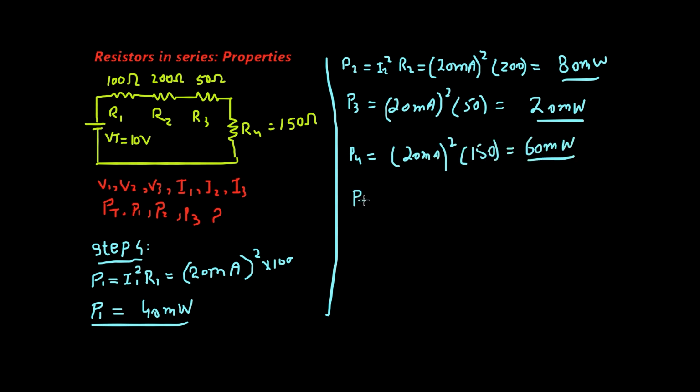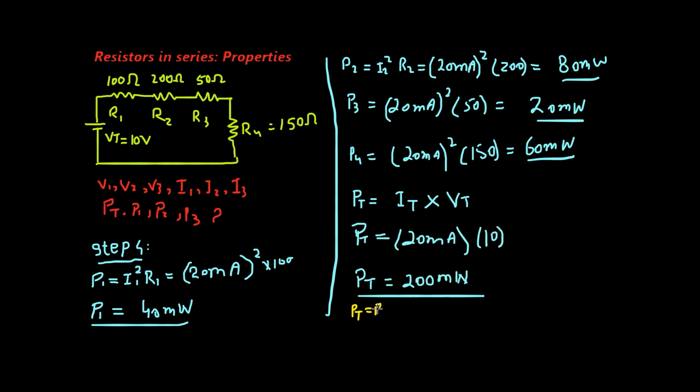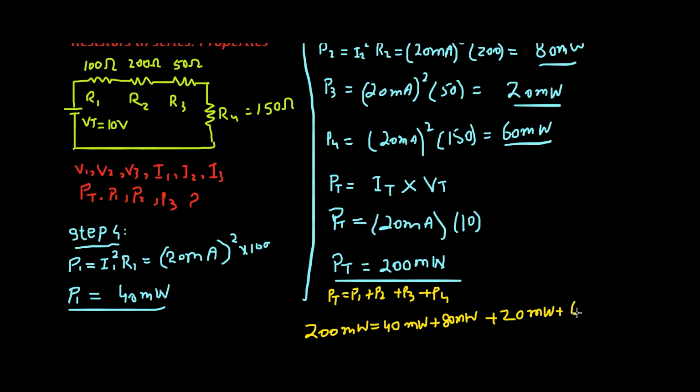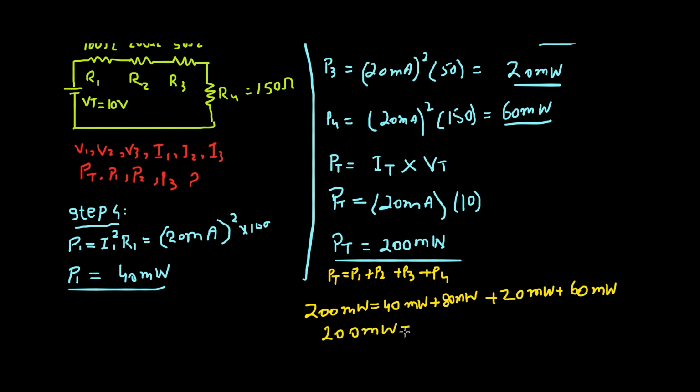The total power is calculated using formula PT equals VT into IT. By putting values, PT becomes 200 milliwatts. Now, according to law of conservation of energy, power supplied must be equal to power being absorbed by the circuit elements. Putting all the values of power, we can see that the equation satisfies the law of conservation of energy.